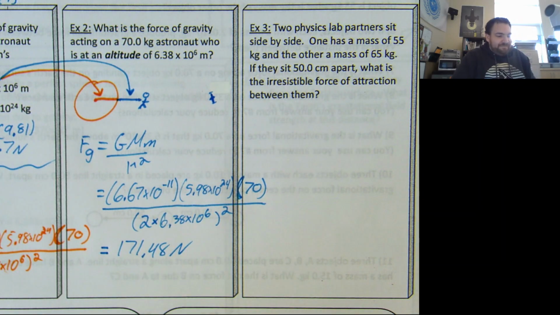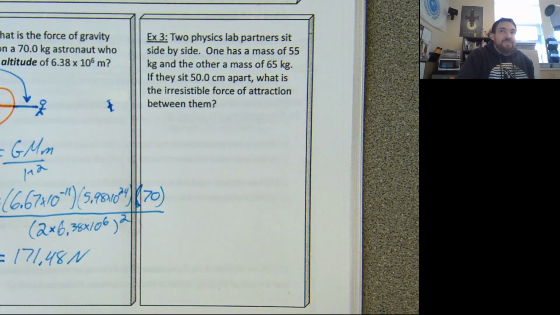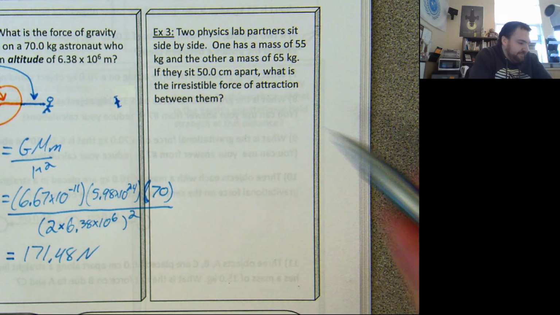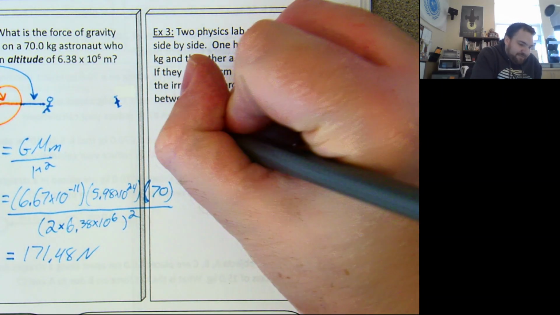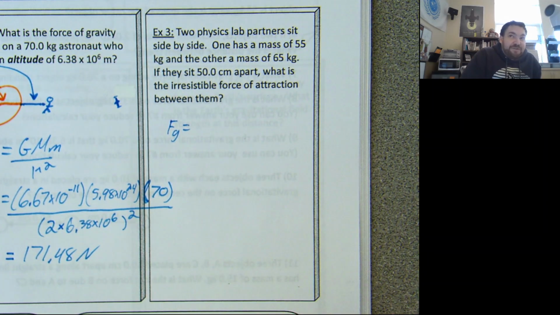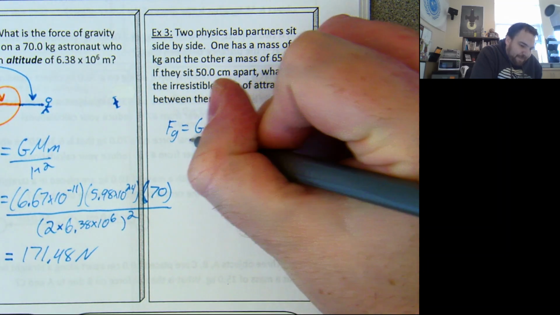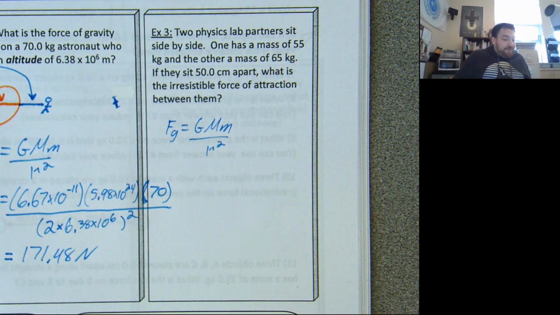Okay, next one. The ultimate physics pickup line. Two physics lab partners sit side by side. One has a mass of 55 kilograms and the other has a mass of 65. If they sit 50 centimeters apart, what is the irresistible force of attraction between them? So here we go. The force of gravity between two physics lab partners. GMm over r squared. And to put this into perspective, where's my meter stick?